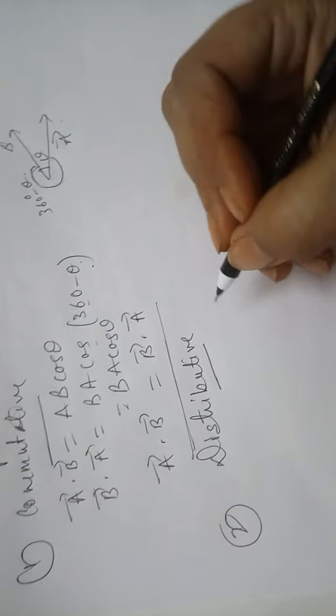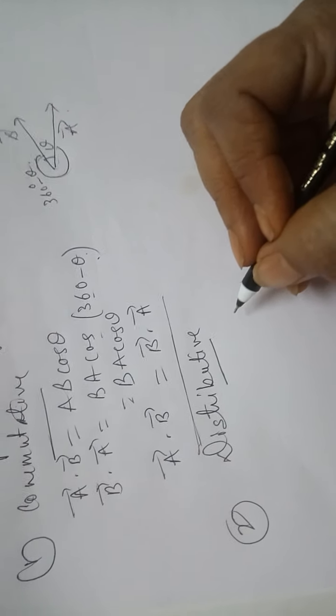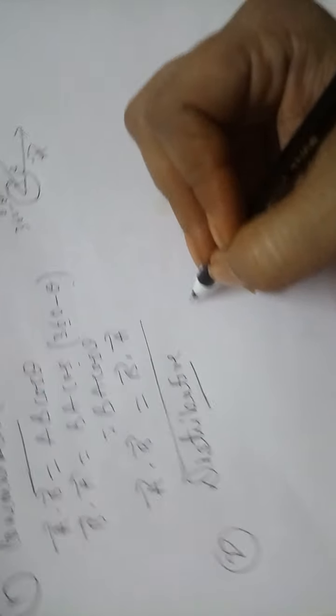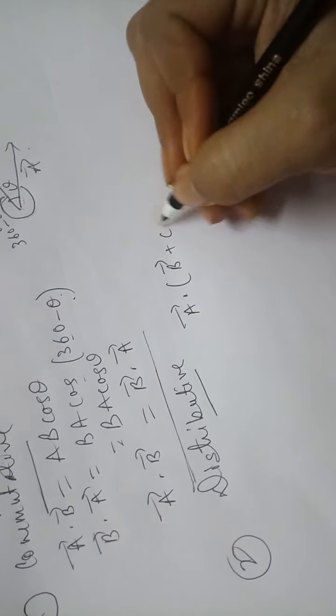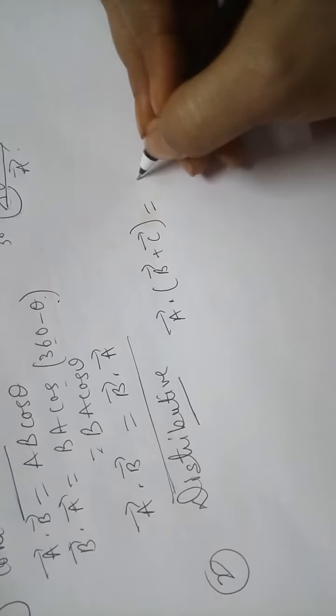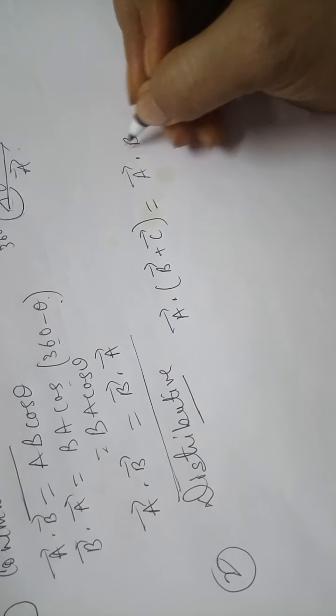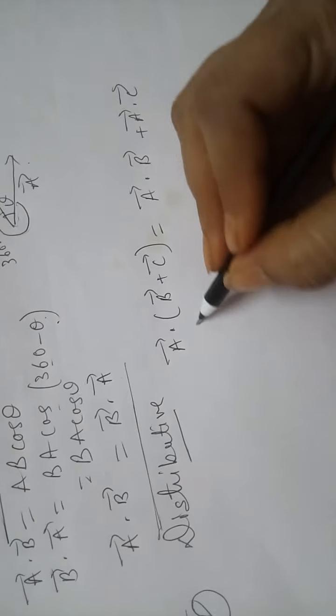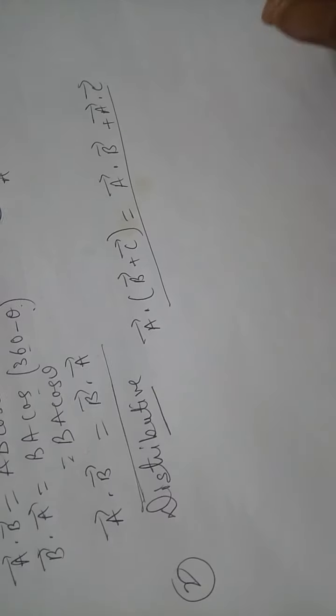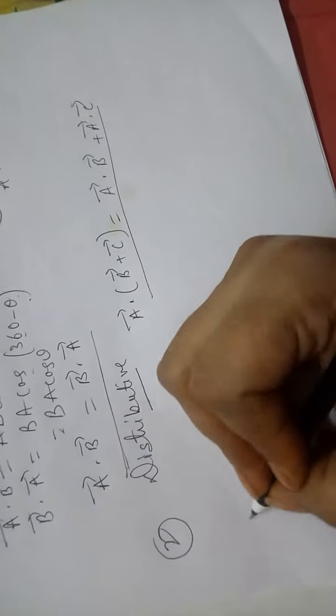What does it show? Suppose we have three vectors, a vector, b vector and c vector. We can write a vector dot b vector plus c vector, and we can distribute it as a vector dot b vector plus a vector dot c vector. So this is distributive. The next one is very important.